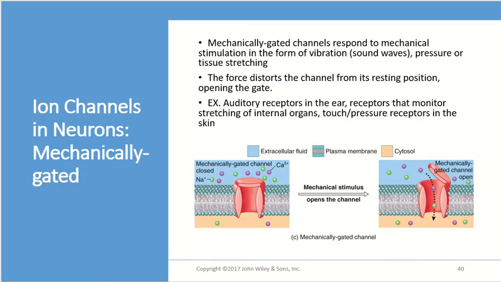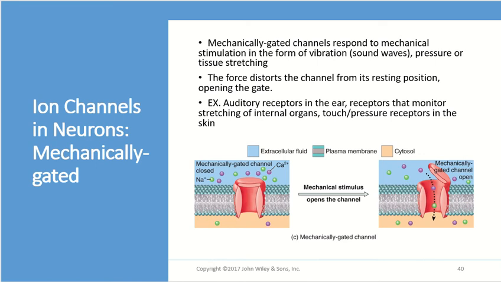Our next type of ion channel that's found in neurons is the mechanically gated ion channels. These mechanically gated channels are going to respond to mechanical stimuli in the form of vibration, like a sound wave, or from changes in pressure or tissue stretching. And the force of this mechanical action is going to distort that channel so that it's moved from its resting position to an open gate position.